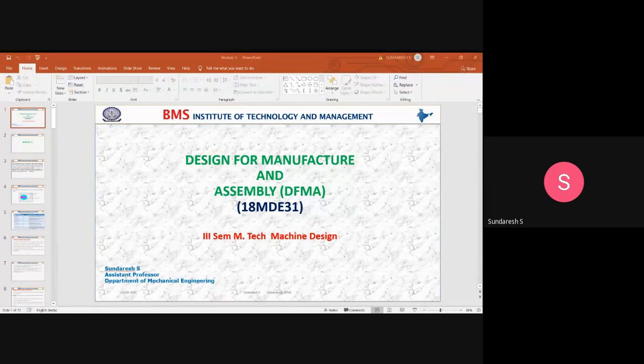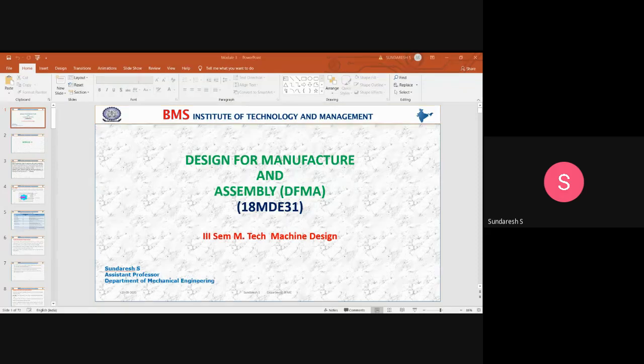That is the reason why the design engineer needs to be updated every time. He needs to have a vast knowledge of what's going on, especially in the research areas and in new product developments. All these things are very, very important for a design engineer.